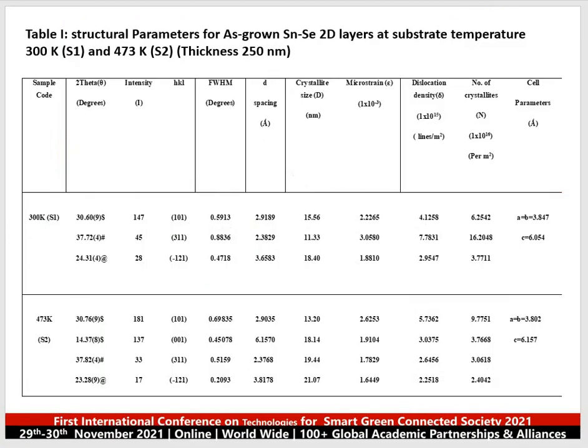Here, table 1 shows the structural parameters of 2D films at substrate temperatures of 300 Kelvin and 473 Kelvin. From the table, we can say that 473 Kelvin deposited films provide overall lower strain value and higher grain sizes than 300 K ground samples. This lower strain value indicates lesser lattice imperfections in the deposited films. Thus, films deposited at 473 K show better crystalline orientations and demonstrate dominating SnSe2 phase over SnSe and Se phase.